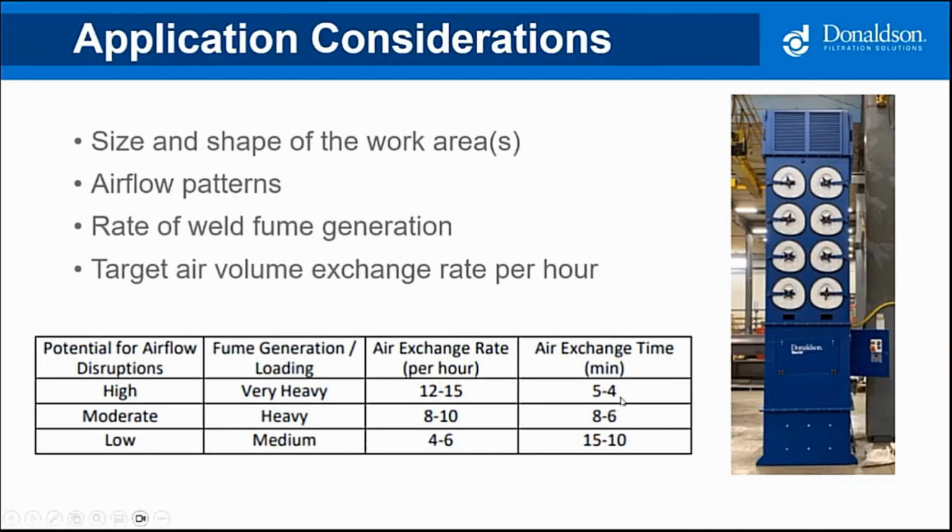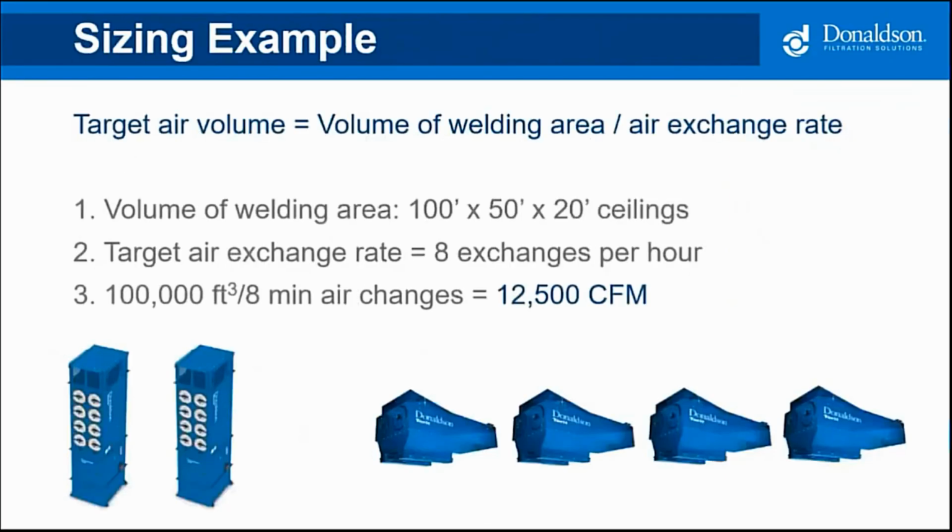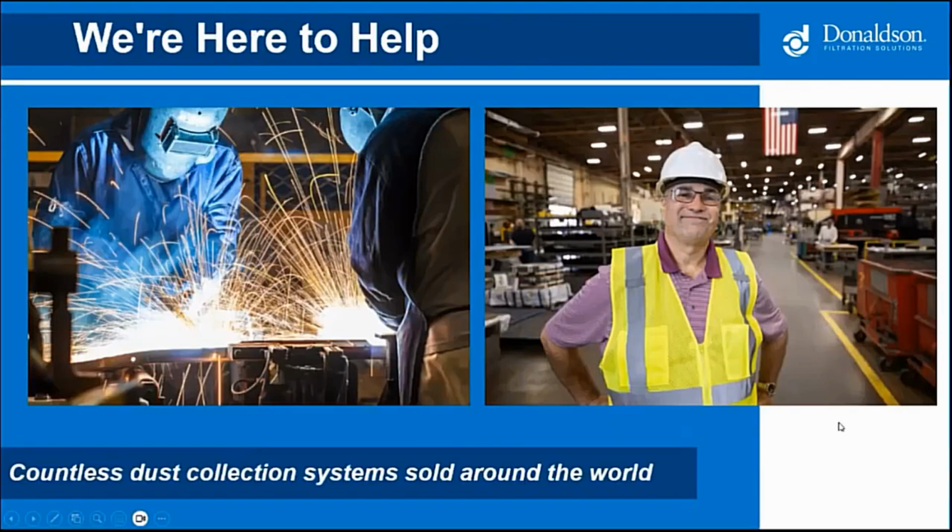So choosing the right variable, then it's kind of like the hood, duct, collector, blower: choosing the right hood, then I can design the rest. Choosing the right air exchange rate, then I can design the rest. So here's a typical exercise. I've got a 100-foot by 50-foot facility with 20-foot ceilings. My target air exchange rate is 8 air changes. So 100,000 cubic foot divided by 8 air changes says I need 12,500 CFM. That would be 2 towers or 4 of the AT3000s to accomplish that.